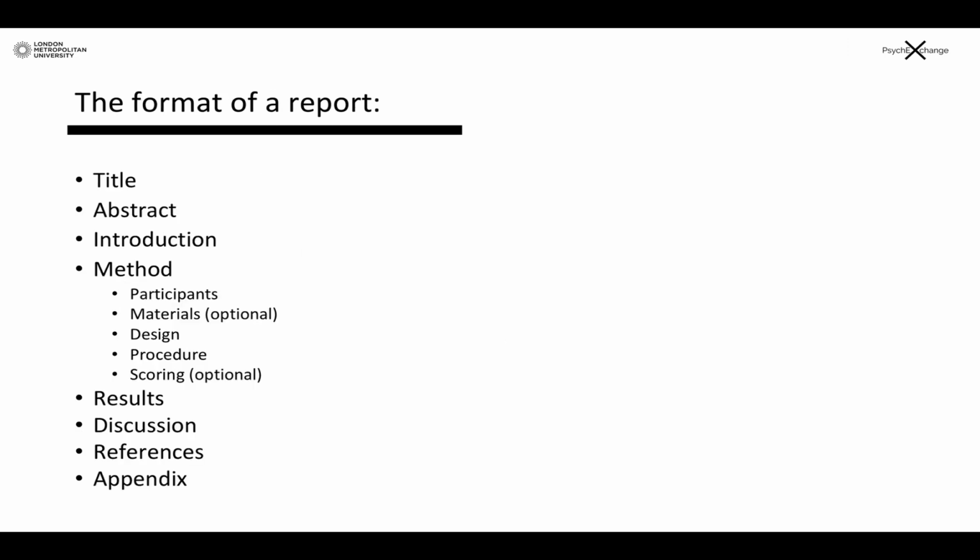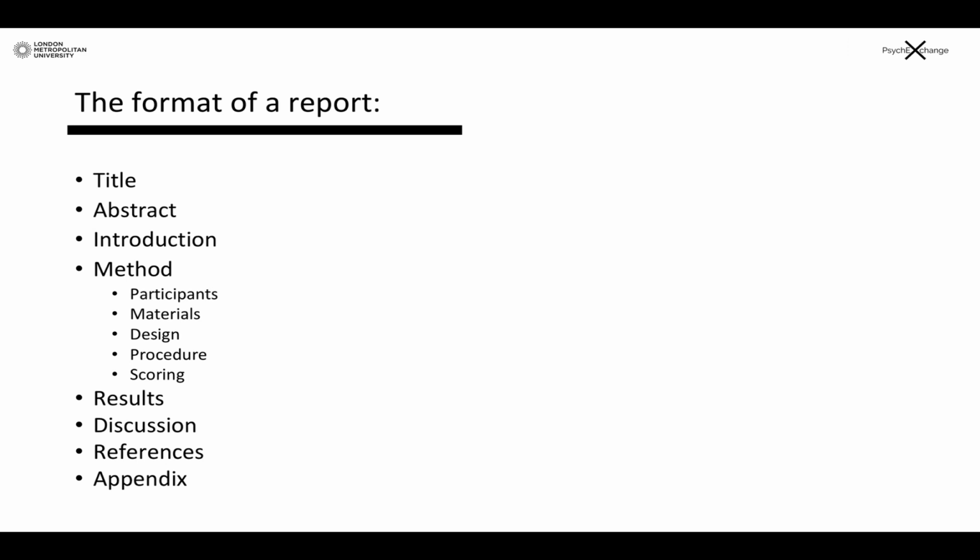Okay, so the general format is what you can see on the screen. We'll go into detail on this so that it becomes really clear to you. But really briefly, there is a title, an abstract, an introduction, a method section which is made up of participants, materials, design, procedure and scoring. It then goes on to results and lastly a discussion. Right at the end of the report, you will also have a reference list and an appendix.